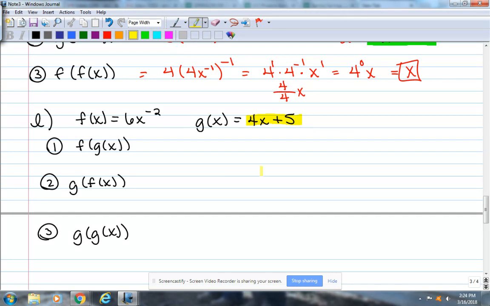That's right. I take all of g of x and put it into the x of f of x. So you start with the inside, you go to the outside. You take the inside, put it into the x of the outside. So I'm going to write 6 parentheses 4x plus 5 to the negative 2 power.